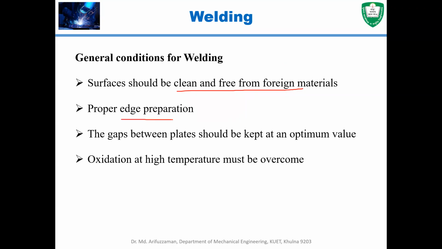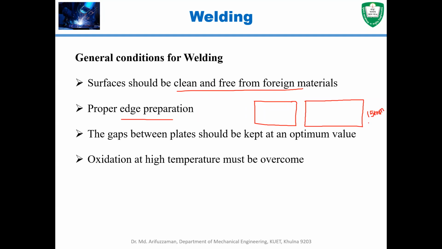And the second one is proper edge preparation. Edge preparation is very important for welding, because if you want to join two thick pieces of metal, let's say this is one thick piece of metal and this is another thick piece of metal, and let's say this dimension is like 15 millimeters.